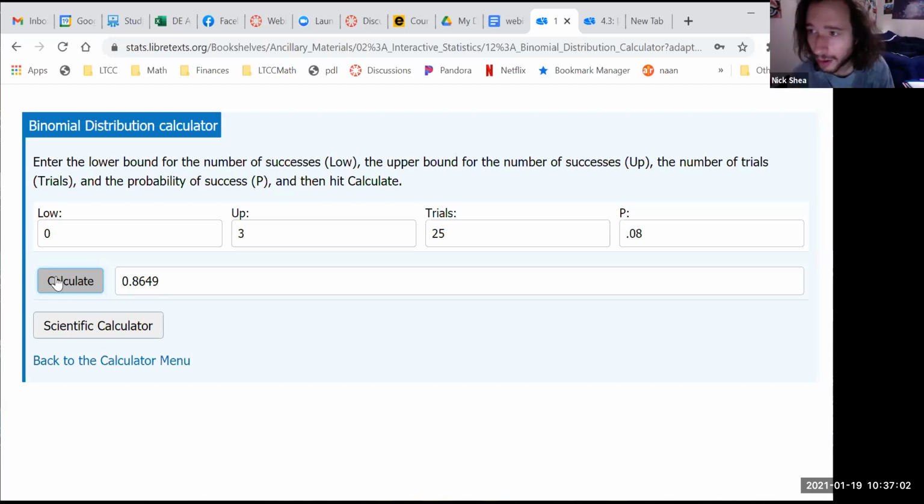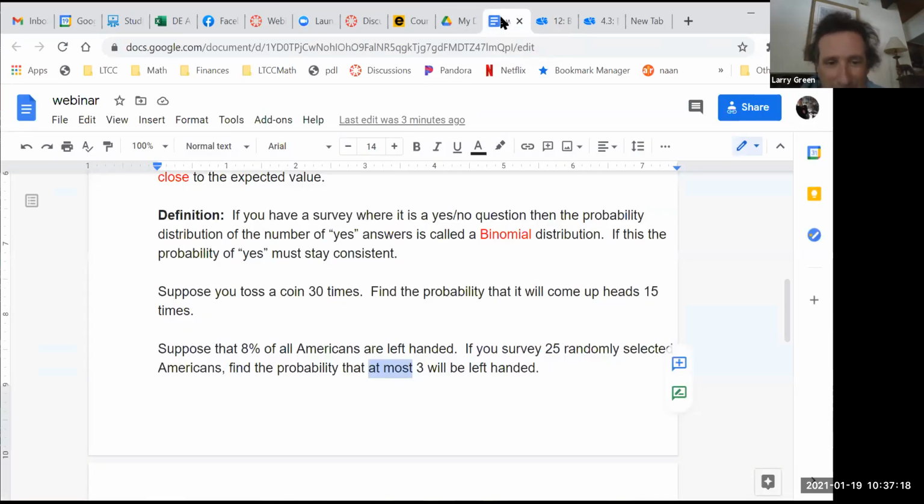Okay, I have a quick question, and it's kind of back on the last one. Where the low is 15 and the up was 15 on the heads and tails. Right, that's because it was exactly. With the last one, again, the hard part is those words. So come up heads 15 times, not less than 15 times, not more than 15 times, but 15 times.